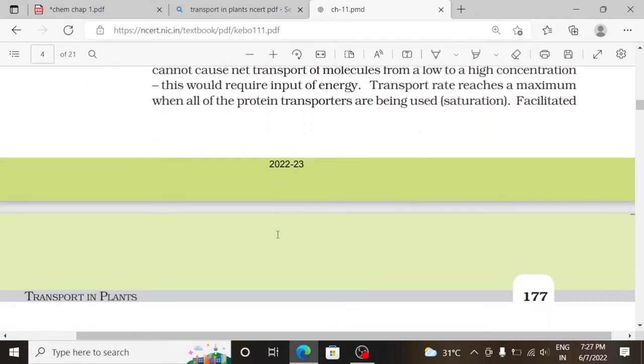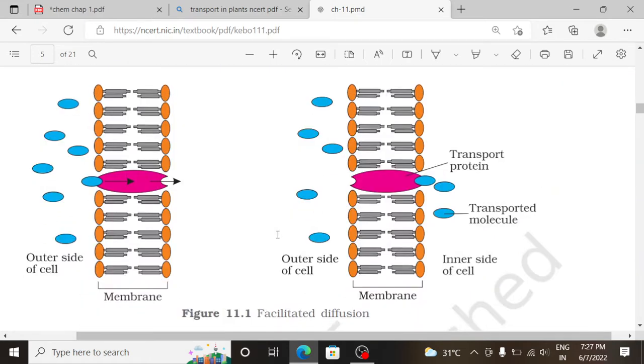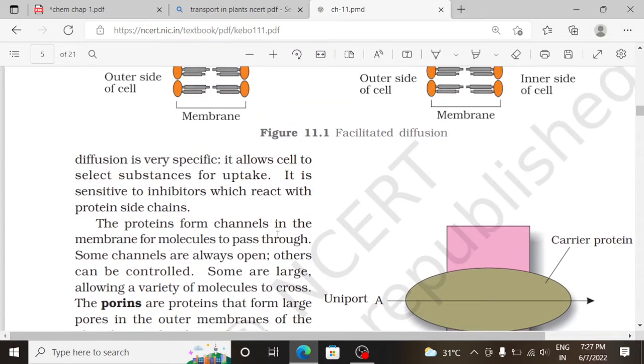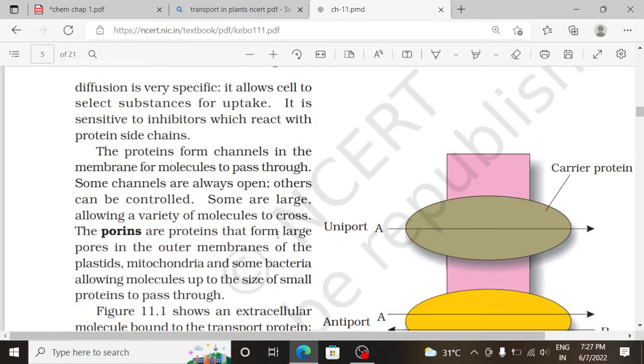Saturation. Facilitated diffusion is very specific. It allows cells to select substances for uptake. It is sensitive to inhibitors which react with protein side chains. The proteins form channels in the membrane for molecules to pass through. Some channels are always open. Others can be controlled. Some are large, allowing a variety of molecules to cross.